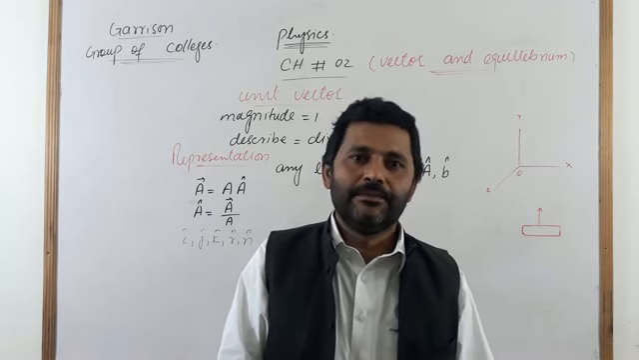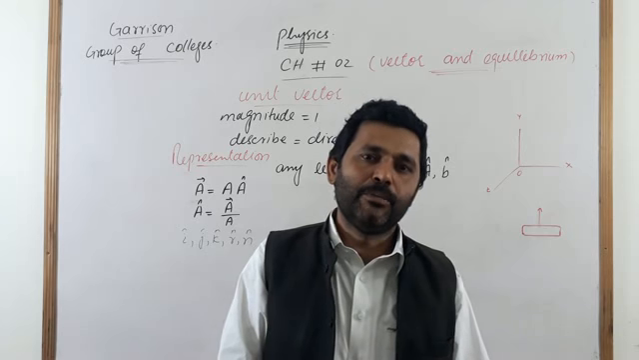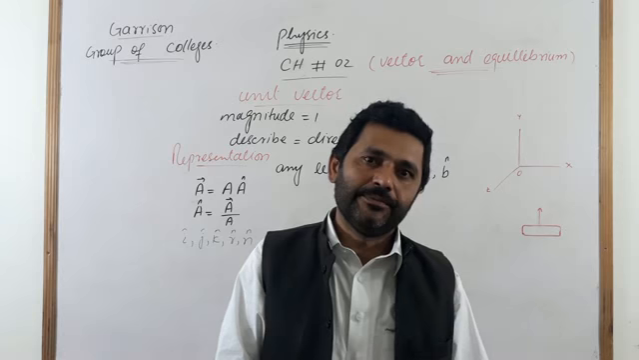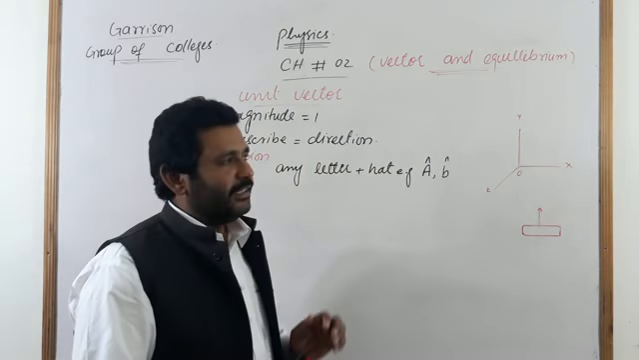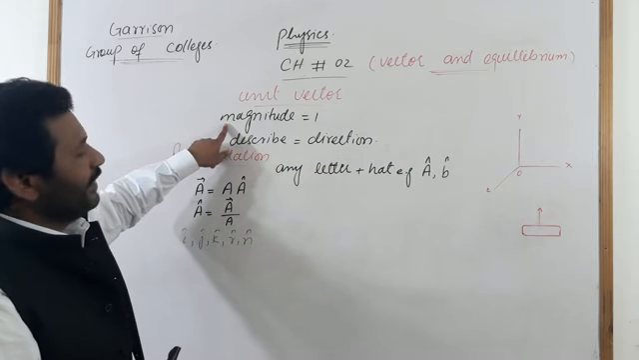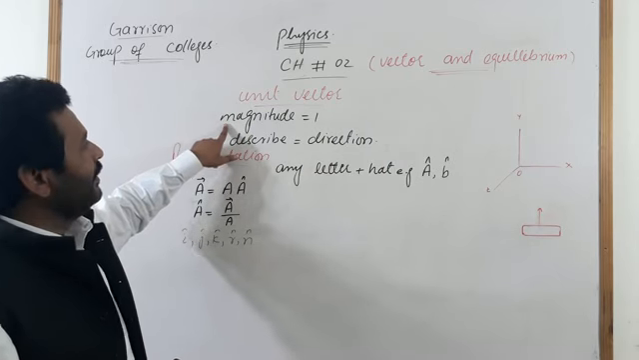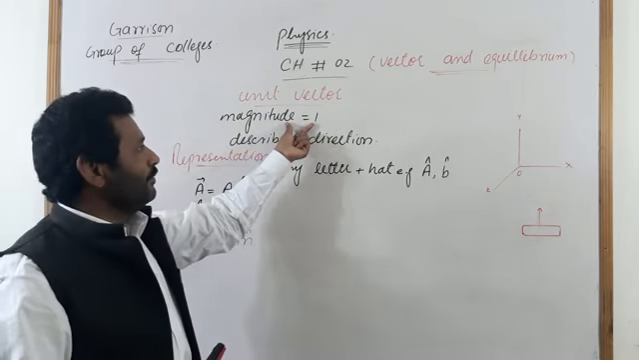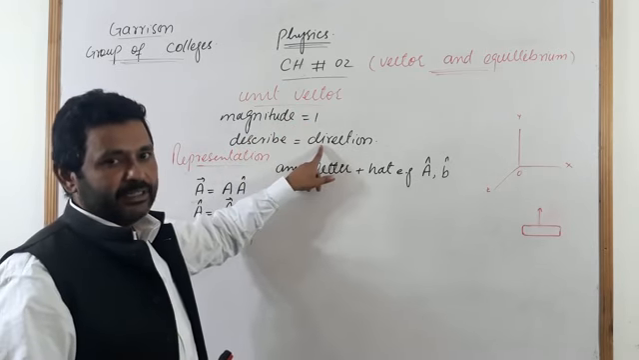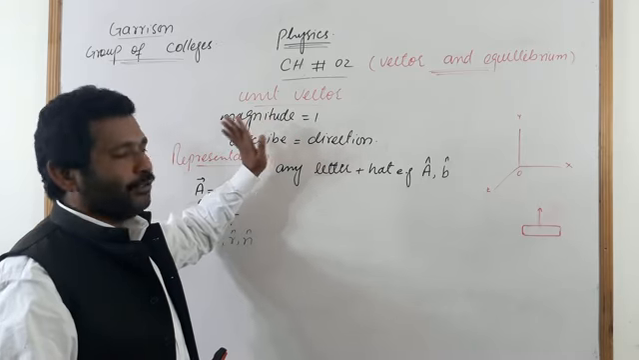Now we discuss Physics FSC first year chapter number 2, a unit vector. First of all, we define what is a unit vector. A vector having one magnitude which only describes the direction of a vector is called a unit vector.